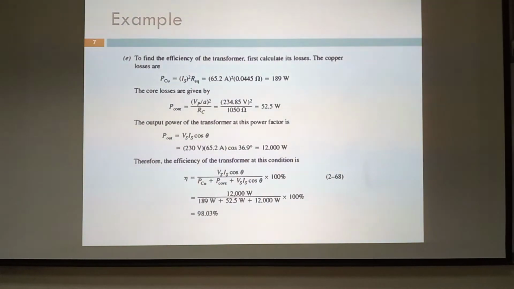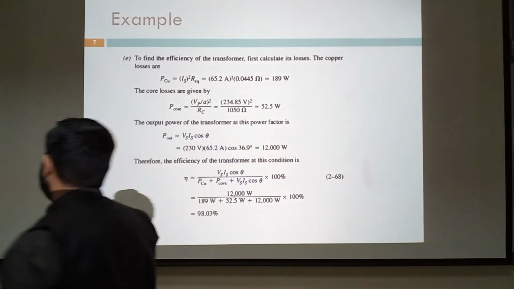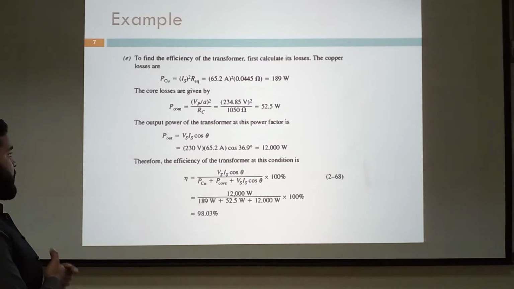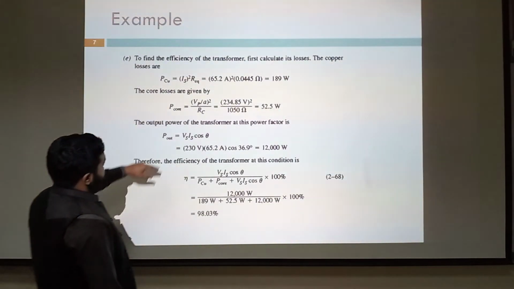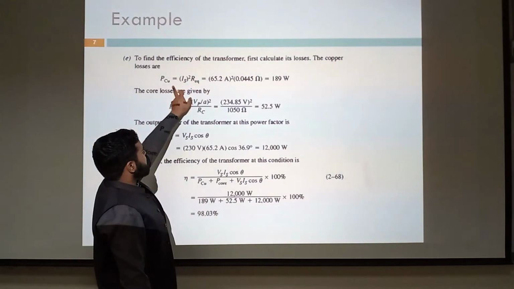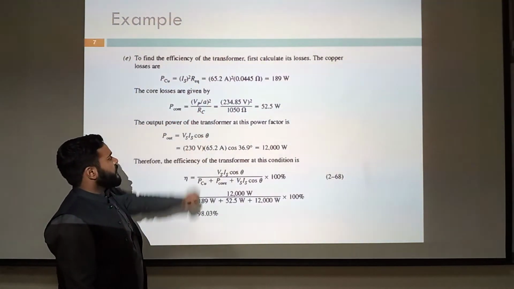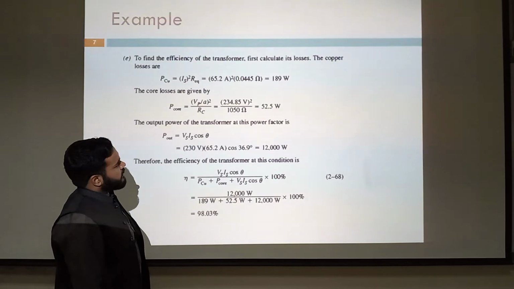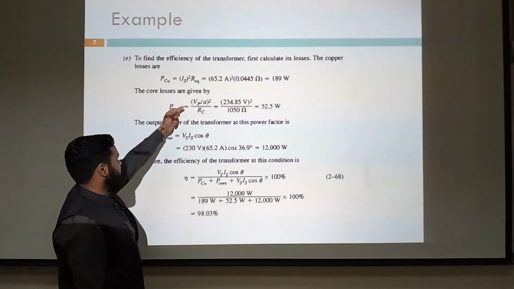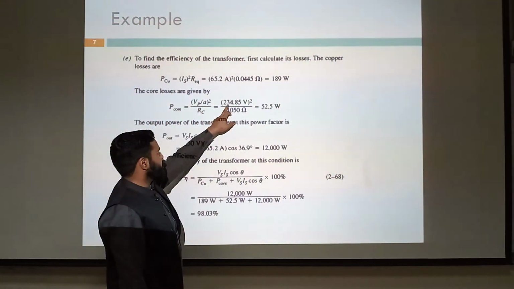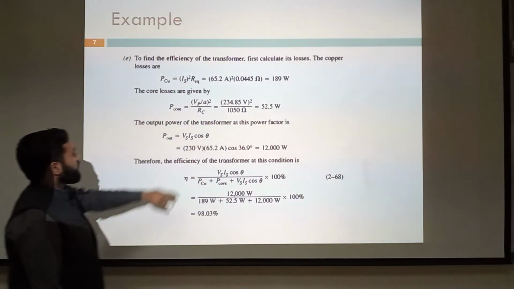Now we have to compute the efficiency. In order to compute the efficiency, we have to compute the losses. To find the efficiency of a transformer, first calculate its losses. The copper loss is actually the I squared R loss, and it comes out to be 189 watt. The core losses can be computed as (Vp by alpha) squared over Rc. So this was Vp by alpha.